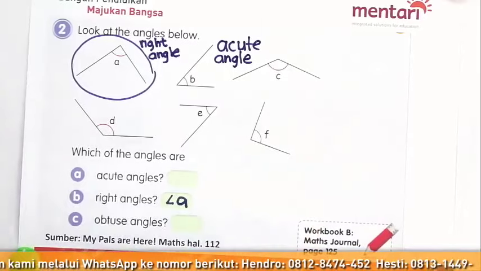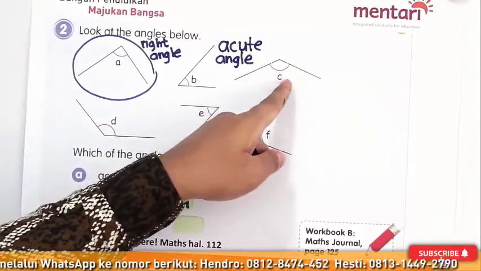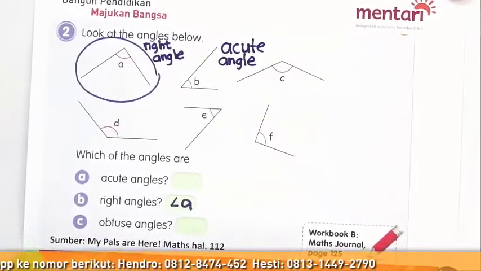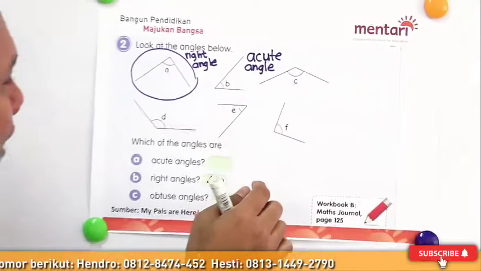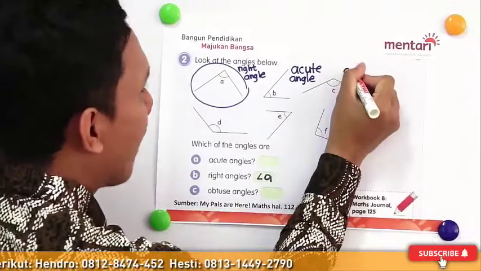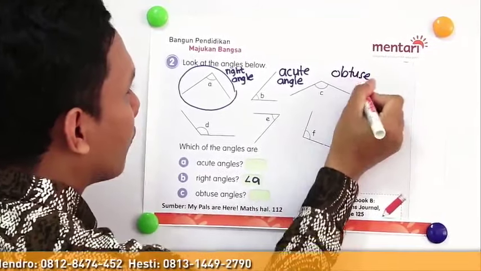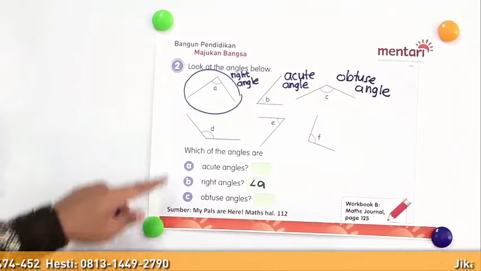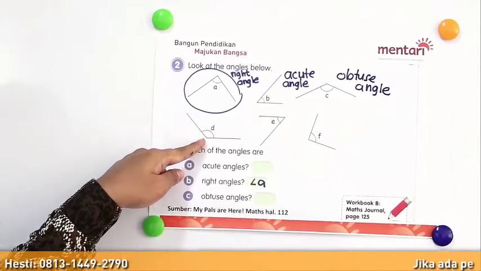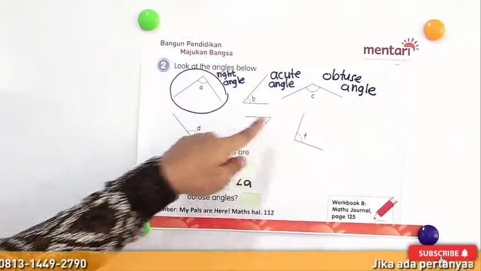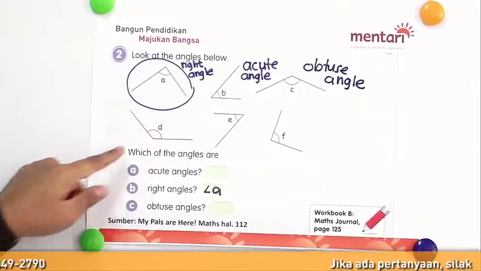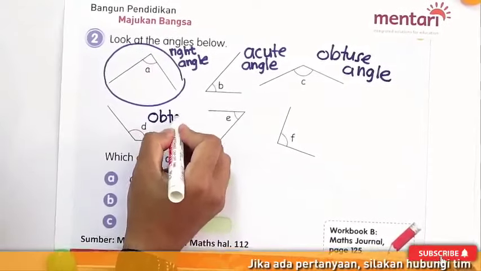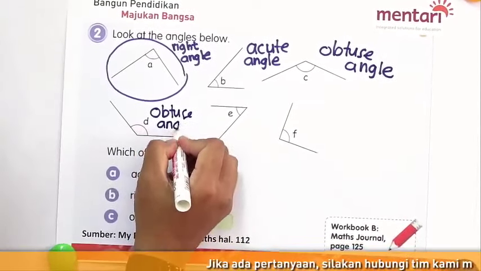Correct. And what about angle C? Yeah, it is so easy. I think it is bigger than a right angle. And yes, it is bigger than a right angle, so it is an obtuse angle. Now let's see angle D. Angle D is the same as angle C because D is bigger than a right angle. So angle D is an obtuse angle.